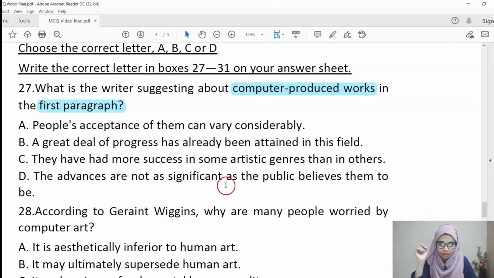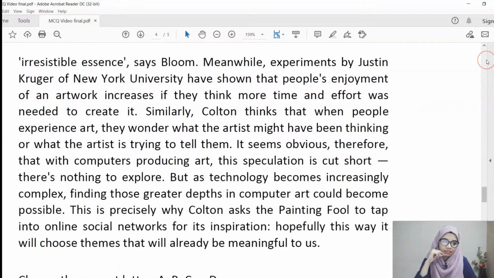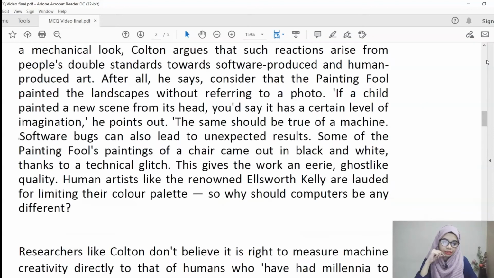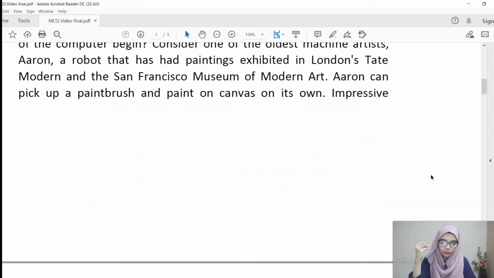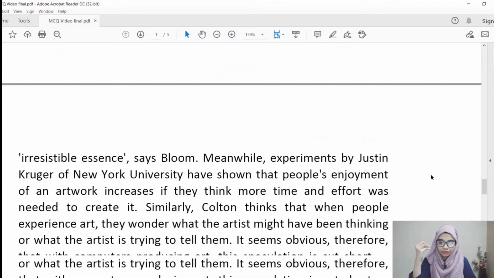The advances are not as significant as the public believes them to be. Classical, artificial composer, audiences enraptured, tricked them into believing. So it does say that it tricked them into believing a human was behind the score. But it doesn't say that it's not actually as good as a human composition. So no. That is also not the answer.